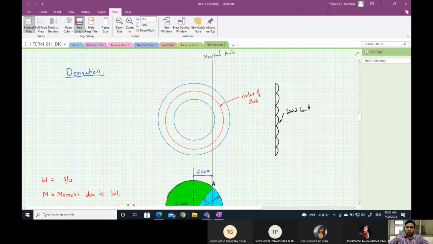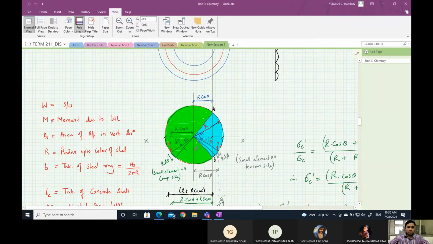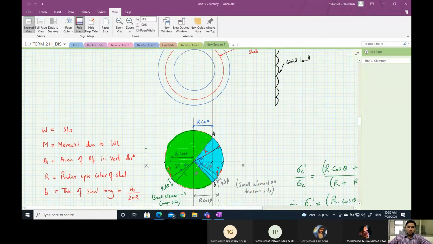Let us assume that the wind load acts from right to left. So the face on the left side will be under compression, and the face on the right side will be under tension, and this is the neutral axis. So W is the self weight, M is the moment due to the wind load, AS is the area of the reinforcement in the vertical direction, so area of the vertical steel, and R is the radius up to the center of the shell.